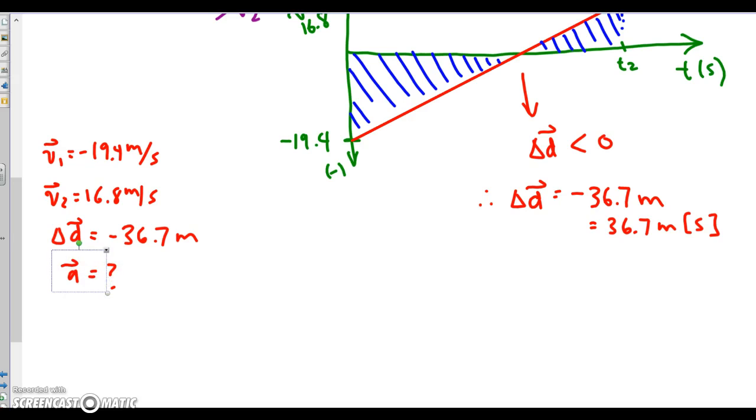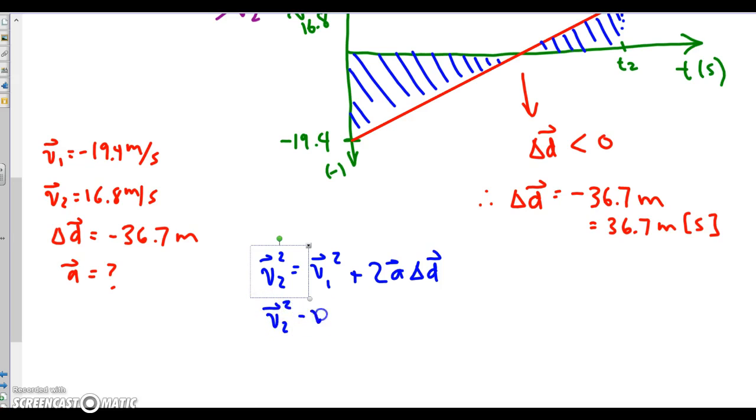So when we select our kinematics equation, we're going to want to use one that involves all of these variables. So that means we're going to choose this one. v2 squared equals v1 squared plus 2 times acceleration times displacement. And we're going to want to solve for acceleration. So if I rearrange, that's v2 squared minus v1 squared over 2 delta d equals acceleration.